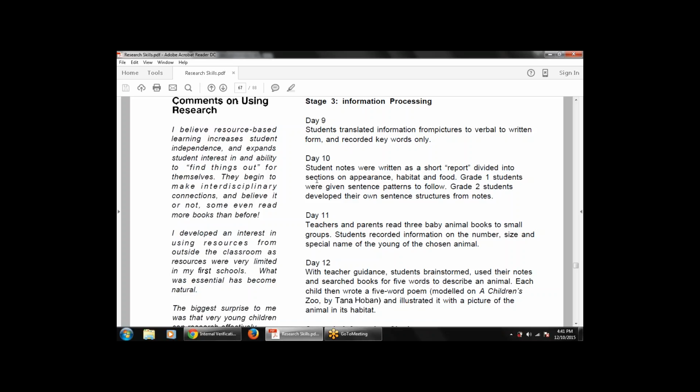Then day number 11, the next day after the 10th day, the teacher and the parents read three baby animal books to small groups. So the teacher and parents were trying to develop interest in the small groups, and students recorded information on the number, size and special name of the young of the chosen animal.